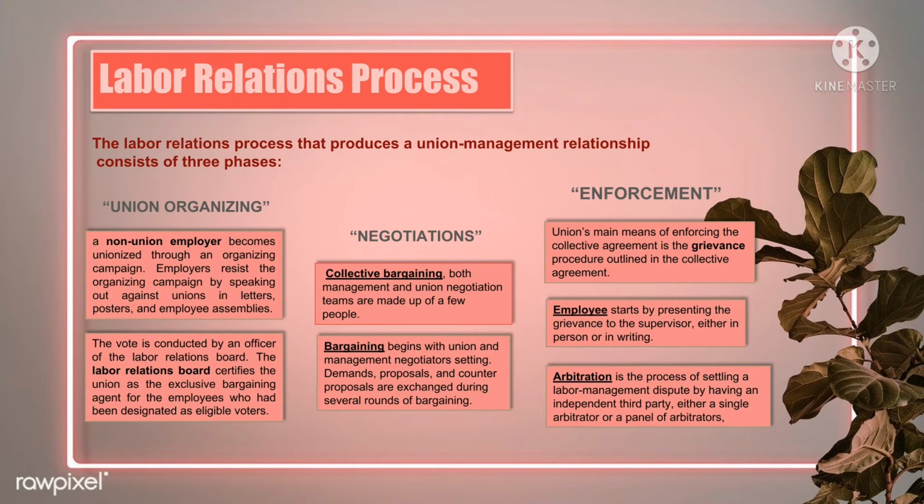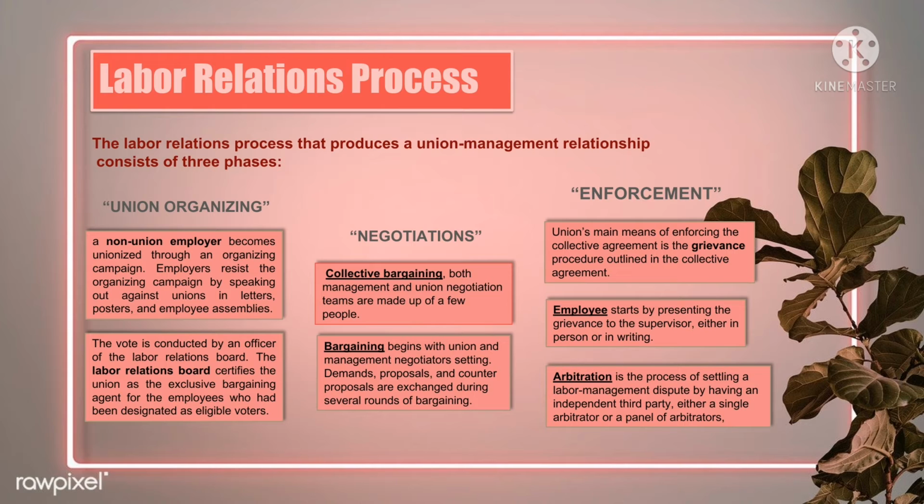If the majority of the employees vote for the union, the Labor Relations Board certifies the union as an exclusive bargaining agent for the employees who have been designated as eligible voters. The employer then has to bargain with the union over wages, hours of work, and other terms of employment and come to an agreement on these terms. The resulting agreement is often referred to as the collective agreement.